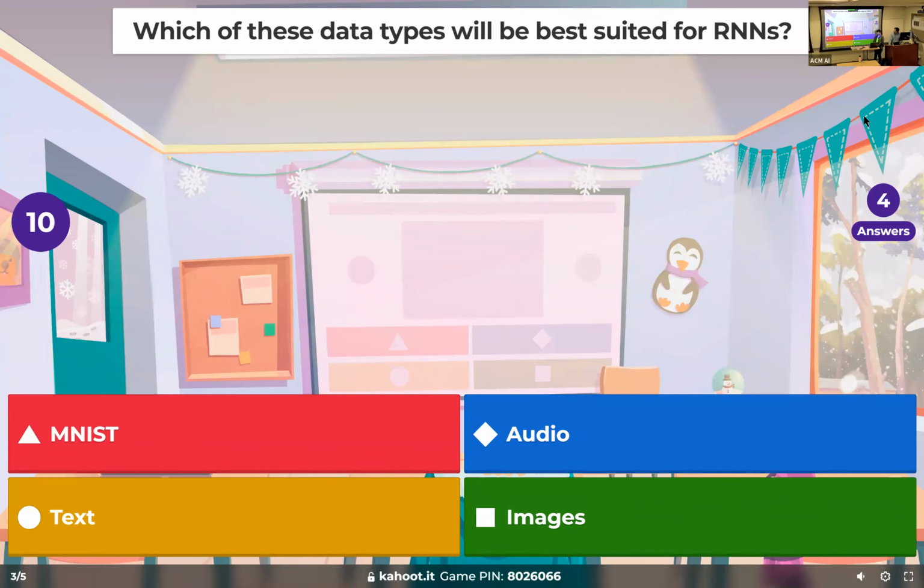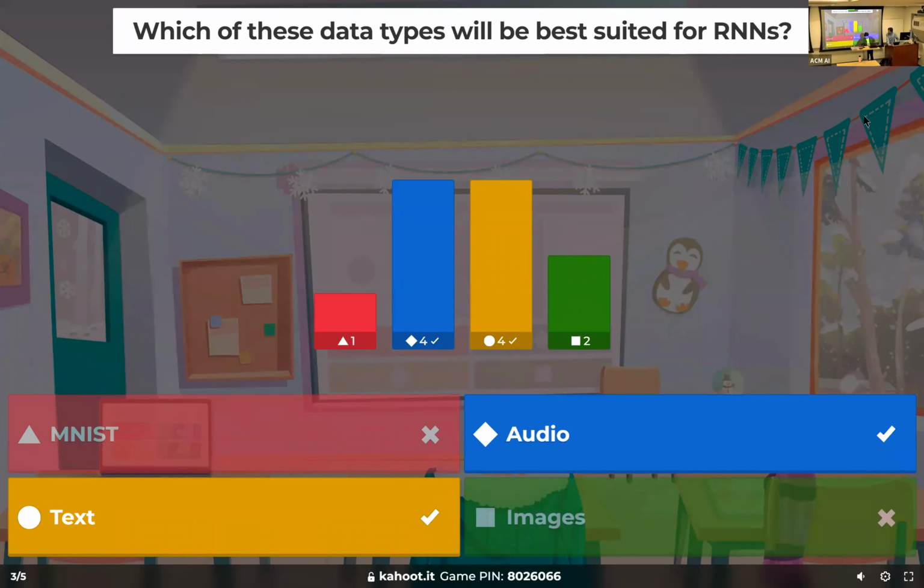Yeah, the solution is audio and text, because both of these are sequential data, or in a certain way, time-based data. MNIST is a collection of handwritten digits. If you remember, we talked a little bit about it for the past few workshops. But because there is no sequential data, we don't really use RNNs on it. And in images, in this case, we're referring to individual images instead of video. So again, it's not data that has a sequential or time-based quality to it.